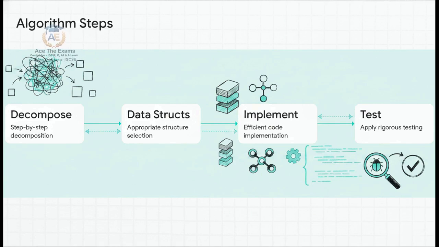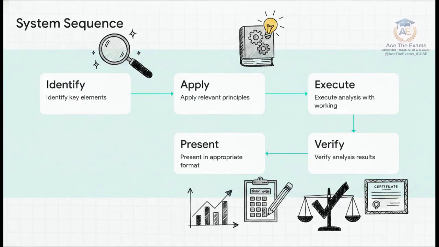When examiners look at your paper, they want to see this blueprint in your answers. They want to see that you understand the software lifecycle is an interconnected loop, not just a bunch of random phases. When you are faced with processing a system test in an exam question, you absolutely must follow this standardized sequence. First, identify the key elements. What is the software? Who is the user? Next, apply the relevant principles.